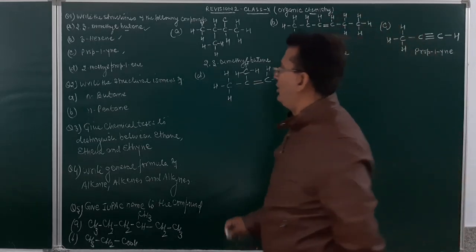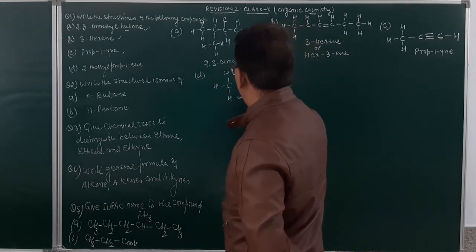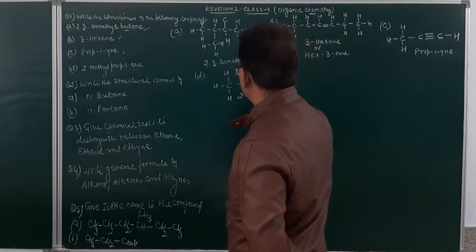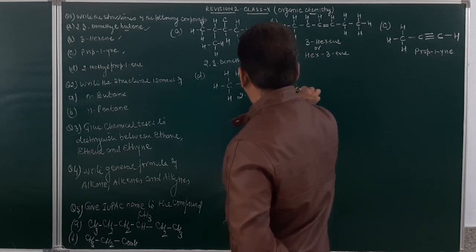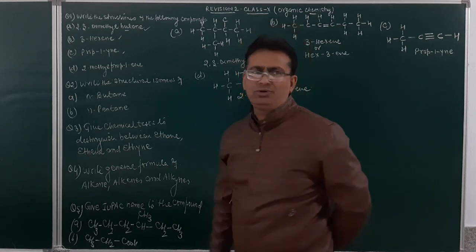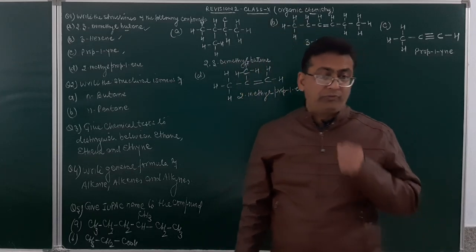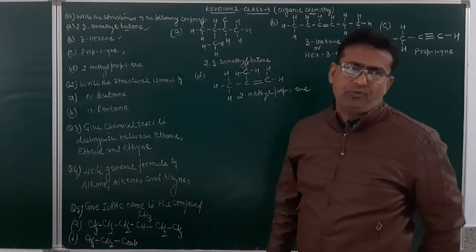So what is this compound over here? This is 2-methyl prop-1-ene will be the name which will be given to this compound. So the name of this group will be 2-methyl prop-1-ene.